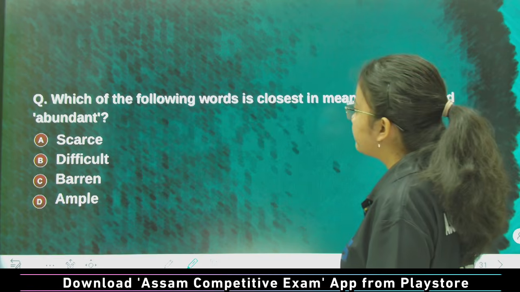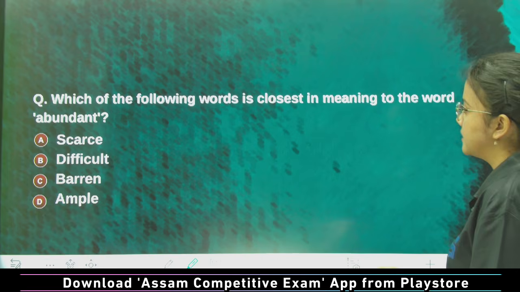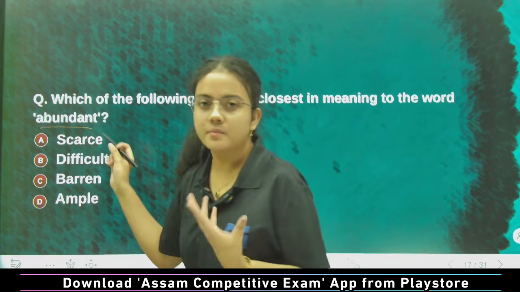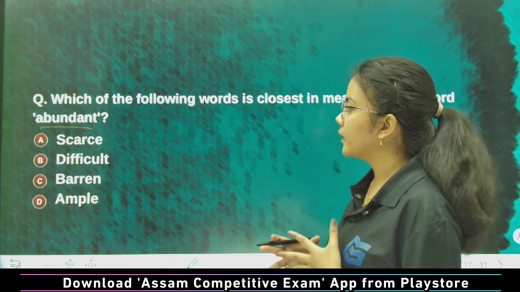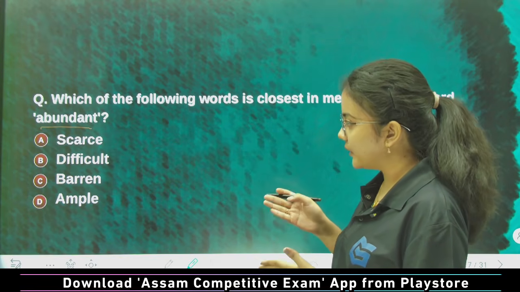Next, which of the following words is closest in meaning to the word abundant? Closest in meaning, as in synonyms, same. Scarce, difficult, barren, ample.